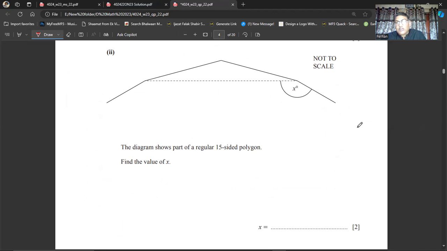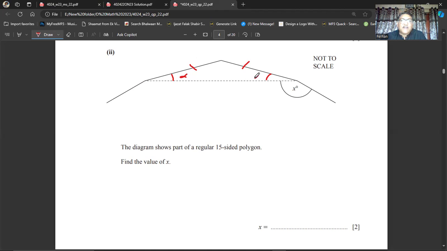Okay, so this is a regular 15-sided polygon. So these are the sides of that polygon. So this side and this side will be equal to each other. So this triangle will become an isosceles triangle. Why? Because its 2 sides are equal. If these 2 sides are equal, then this angle and this angle will also be equal to each other. They are the base angles of an isosceles triangle. So both these angles are the same.